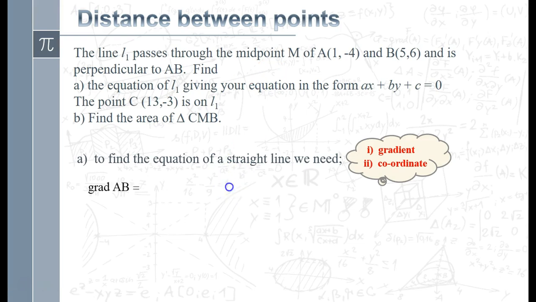So gradient of AB, using our formula, y2 minus y1 over x2 minus x1. Plug in the values. You can see I've picked the values from coordinates A and B up there. And so that gives us a gradient of 5 over 2. So we know gradient of AB is 5 over 2.